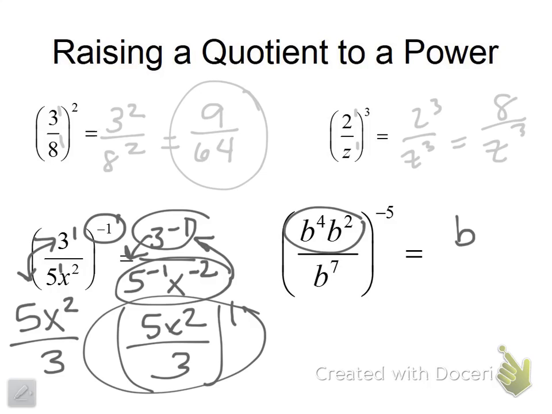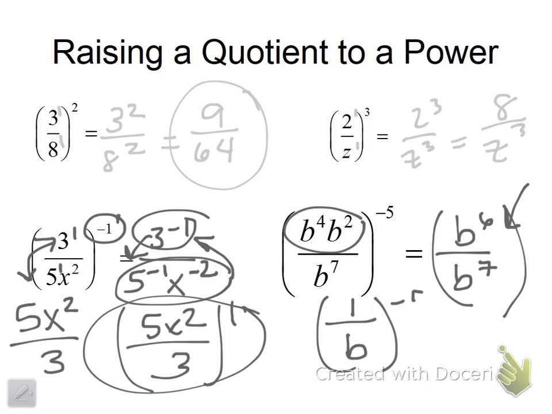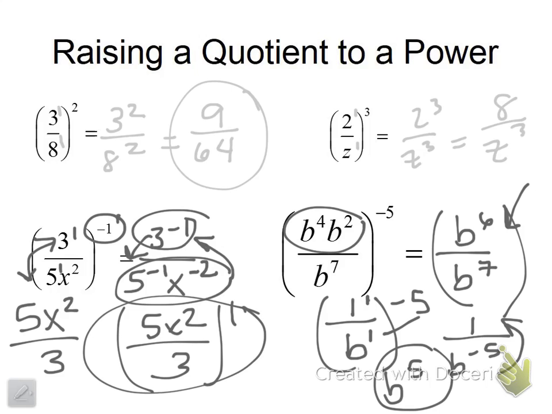So I'd get b to the 6th over b to the 7th. Okay, I could reduce again inside my parentheses, so I get 1 over b, and then take it to the negative 5. So I have to multiply. So 1 to the negative 5 is just going to be 1. 1 times negative 5 here is going to be b to the negative 5, which will then flip to the top. So our answer is just going to be b to the 5.